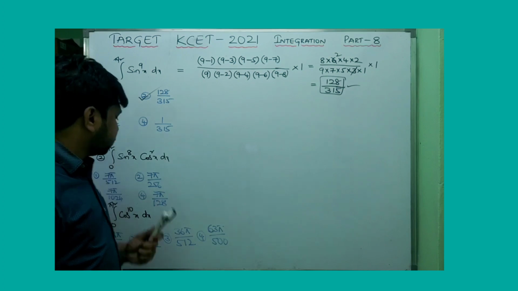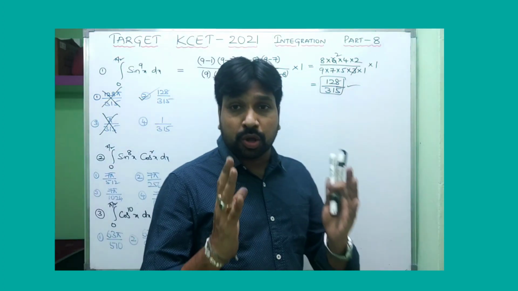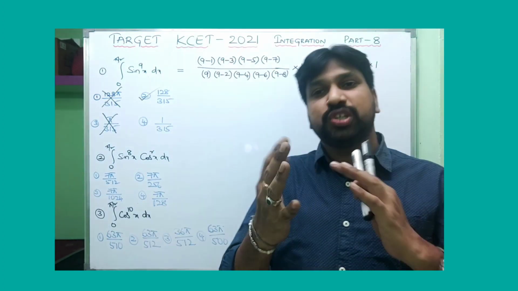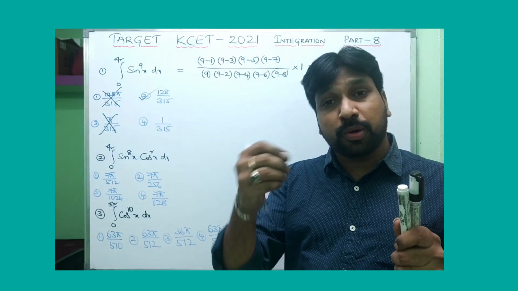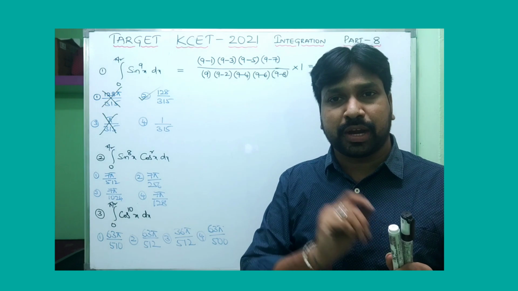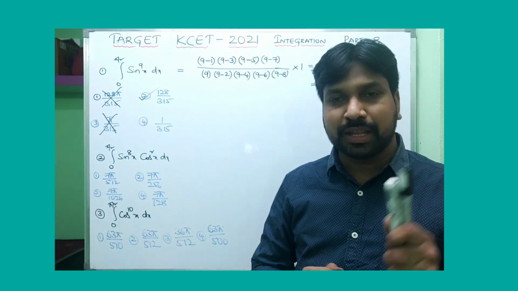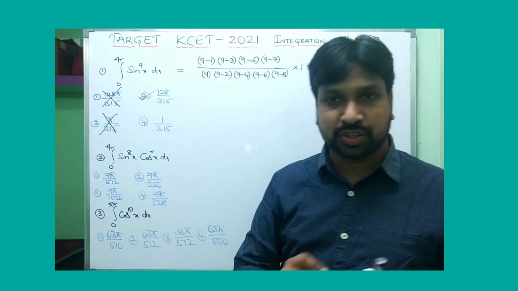Now this model is the integral from 0 to pi by 2 of sin^8 x cos^2 x dx. This is a combination of sine and cos, mixed with sine and cos. This kind of problem also has a very good shortcut. Please try to observe carefully, then we can solve this problem within a fraction of seconds.